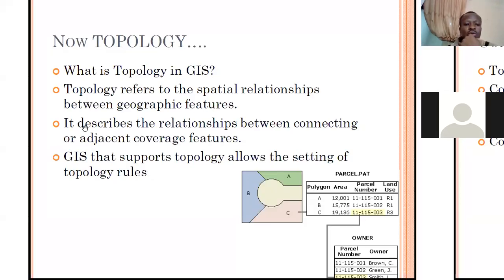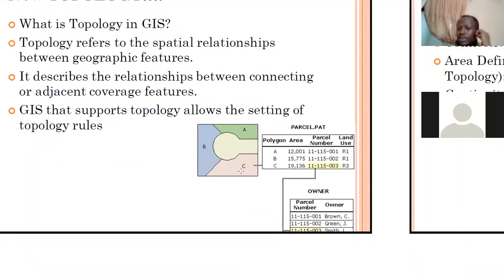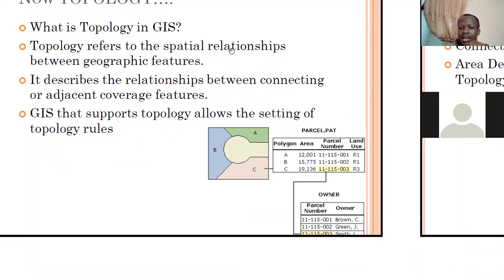So it describes the relationship between connecting or adjacent coverage features. They have to be connecting, they have to be close together. GIS that supports topology allows setting up topological rules. So there are rules, just like in a marriage, there are always rules. You don't brush your teeth this way, Kwame, and those are things that break the relationship. I'm not talking about marriage, but I want you to appreciate that it relates so much to it. Looking at this diagram, you can see polygon A and polygon B have a certain relationship. They share a common boundary. Polygon C, same thing.